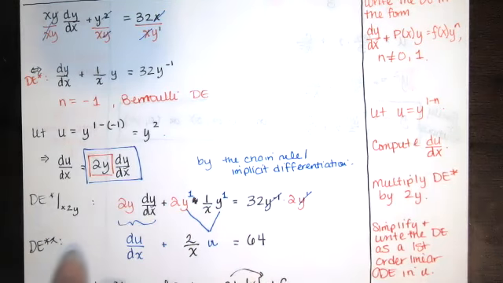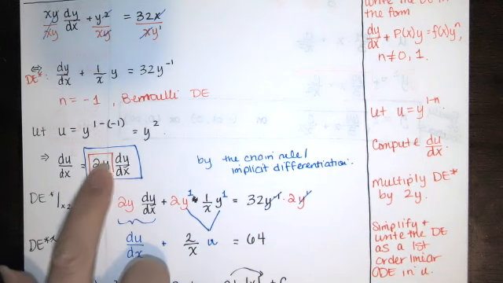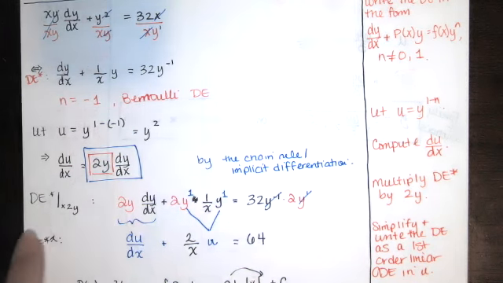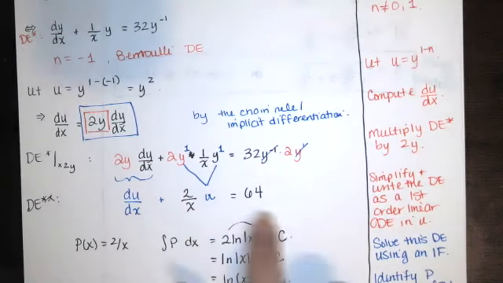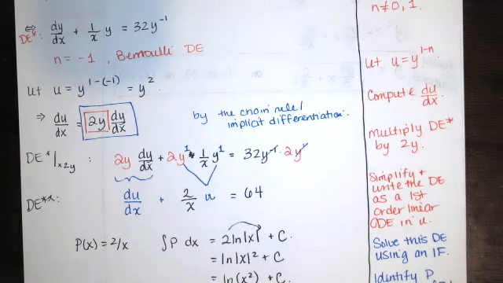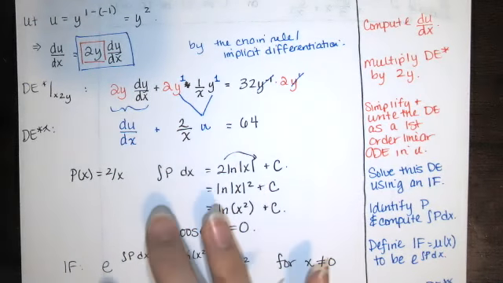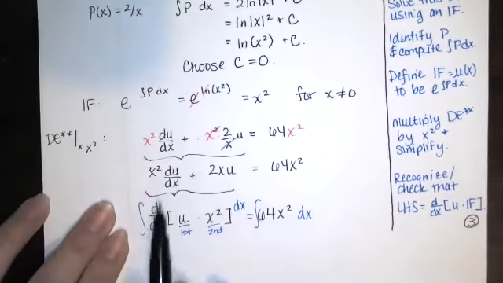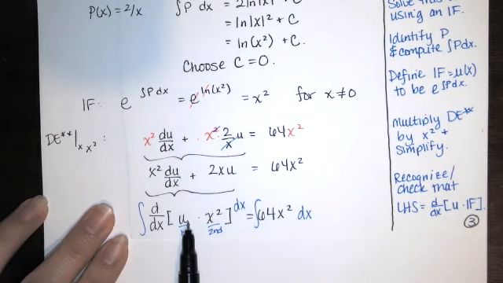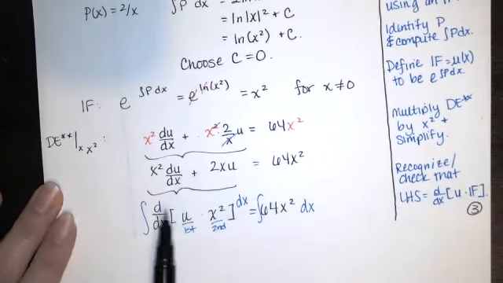And then we look at this and we say, I want this first term to be this. So the piece that's missing is the 2y. So we multiply this differential equation by 2y. We simplify, and it turns out every time we do that, we're going to end up with a first order linear differential equation in u. We solve that with the integrating factor. So we identify p, we anti-differentiate, e to that power is the integrating factor. We multiply both sides by the integrating factor. And if we've done everything correctly, the left-hand side is the derivative of the dependent variable, in this case u, times the integrating factor.